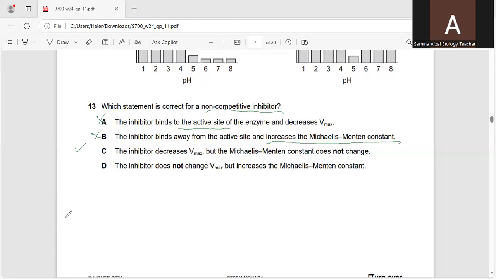And D says the inhibitor does not change V maximum but increases the Michaelis-Menten constant. No, it will not, because the Michaelis-Menten constant, which reflects the substrate concentration at half of V maximum, remains unchanged. So the answer is C, because the V maximum will decrease but the Michaelis-Menten constant will not change. So C is the correct option.